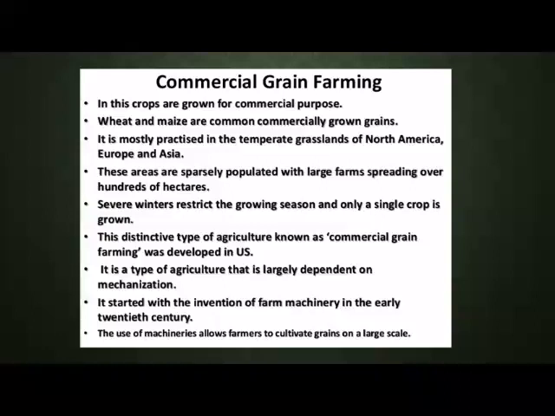This distinctive type of agriculture is known as commercial grain farming and was developed in the US. It is a type of agriculture that is largely dependent on mechanization. It started with the invention of farm machinery in the early 20th century. The use of machinery allows farmers to cultivate grains on a large scale.